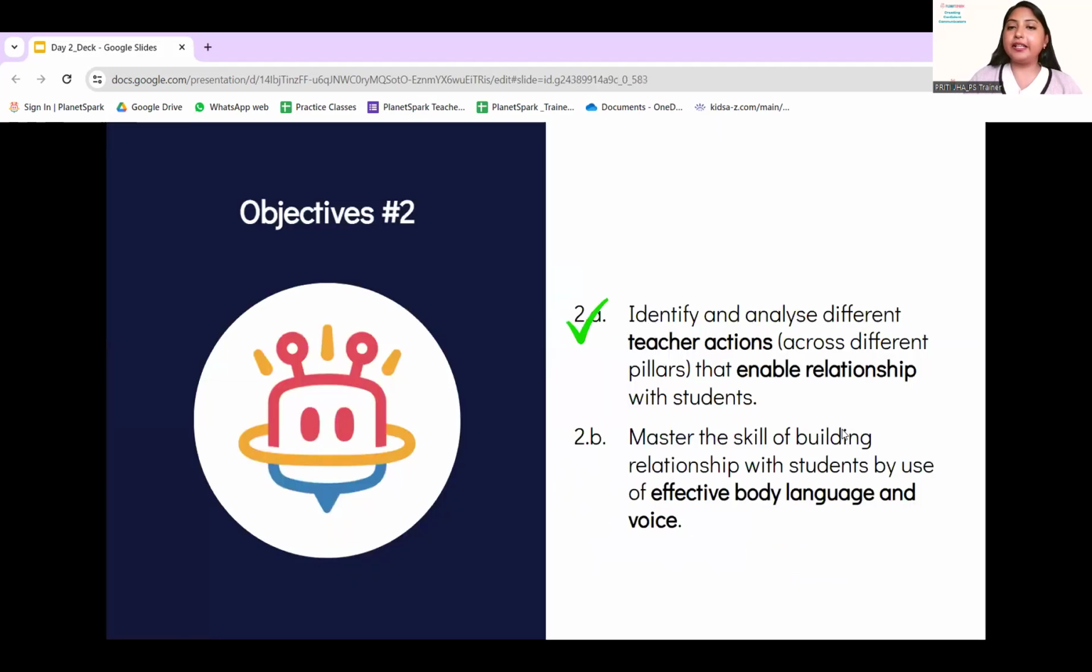Now, we have completed the first objective for the day, and now we are going to focus on the second objective, that is building relationship with the students with the use of effective body language and voice. Yes, Rashmi?